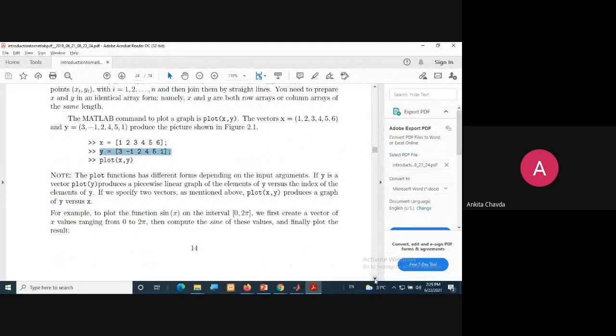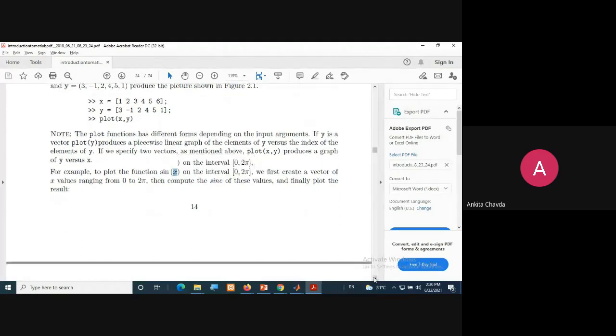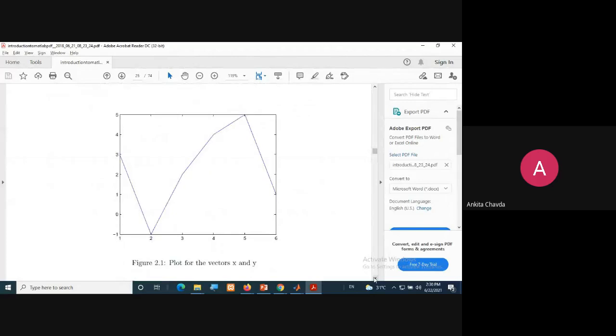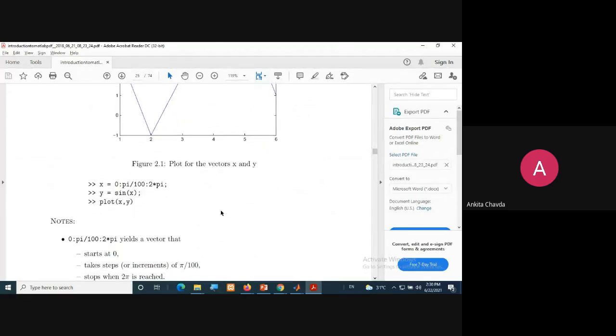Suppose I need to plot the function that is sine of the value x on the interval 0 to 2 pi. So first we need to create the vector of values x ranging from 0 to 2 pi, and on the y-axis we have sine of these values. So this is sine of x. So what will we do? We will write like this.